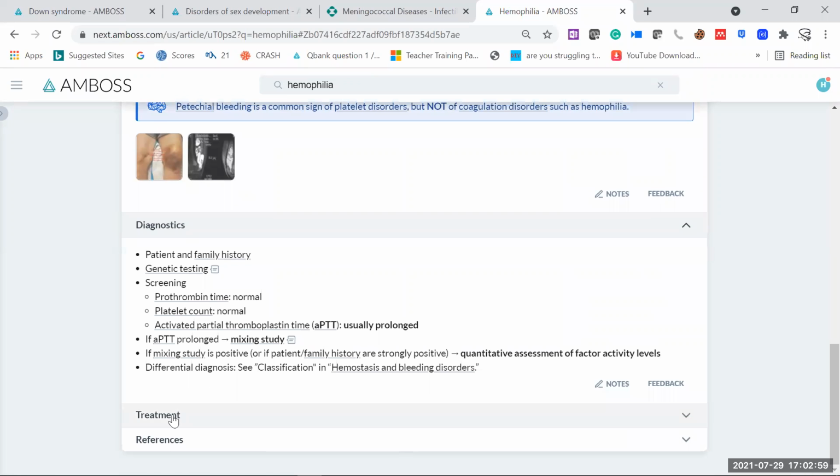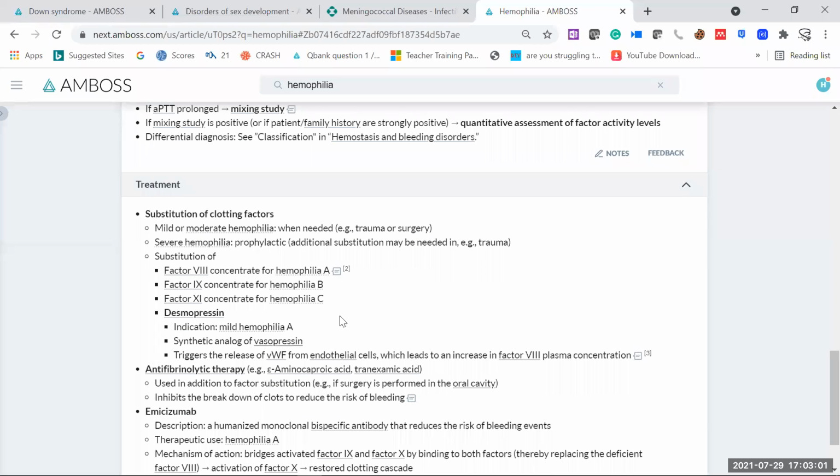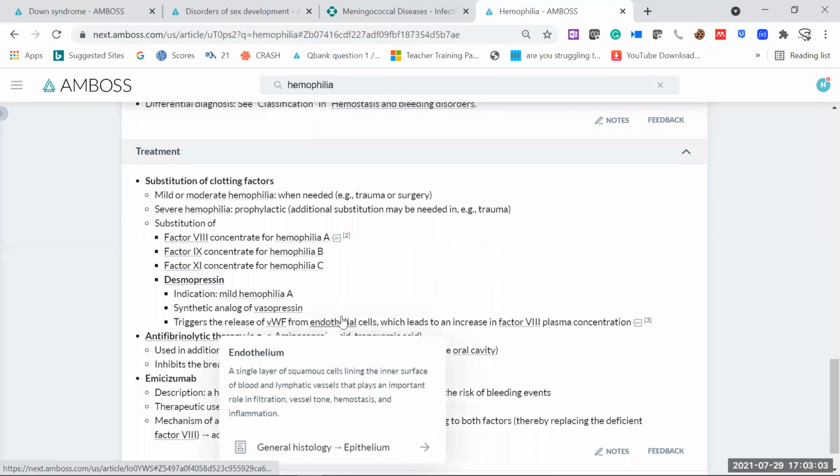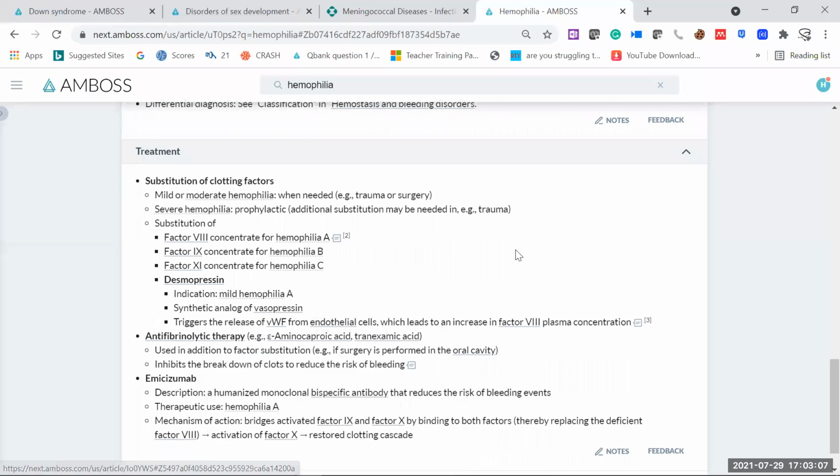Okay. So for the treatment option, whatever the clotting factor is deficient, just give that clotting factor. So if factor 8 is deficient, you will give factor 8. If 9 is deficient, you will give factor 9. If factor 11 is deficient, then give 11. And desmopressin. Desmopressin is DDAVP.